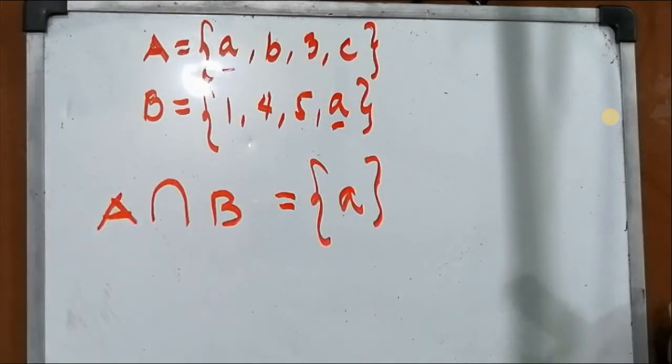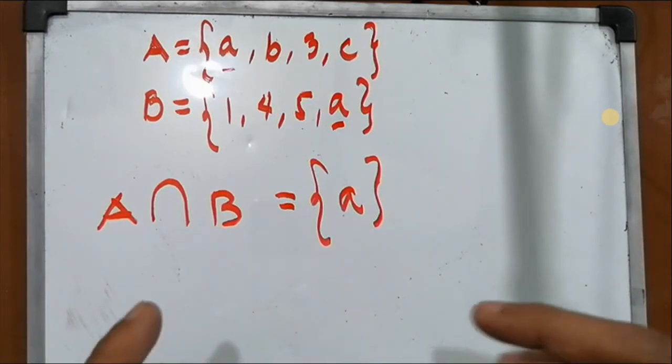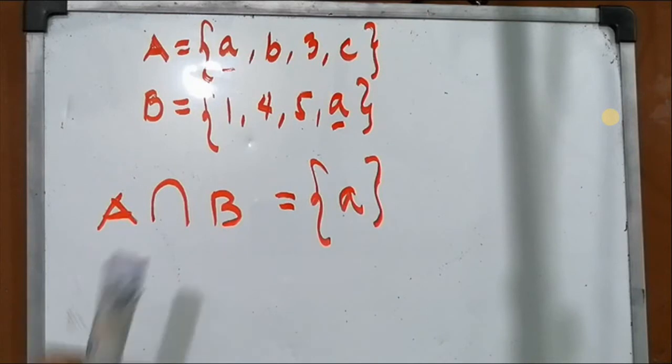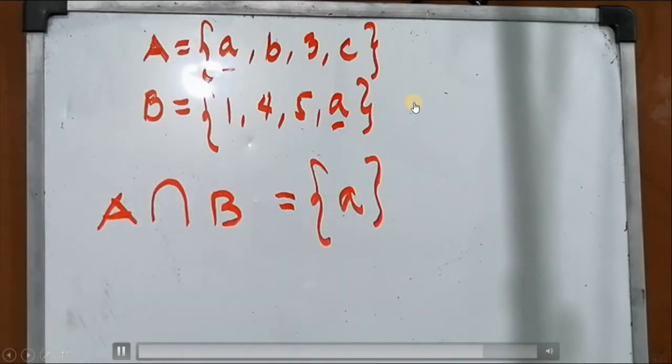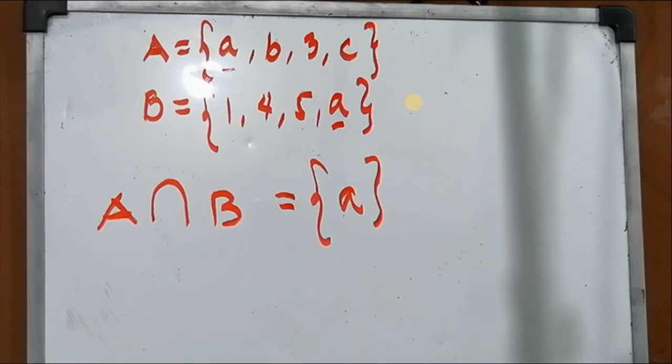Okay? So ulitin natin. Kapag union, it is a combination of all the elements of A and B. When we say intersection, hanapin lang natin which element or elements are common to both A and B. So, yun yung pinagkaiba ng intersection and union.